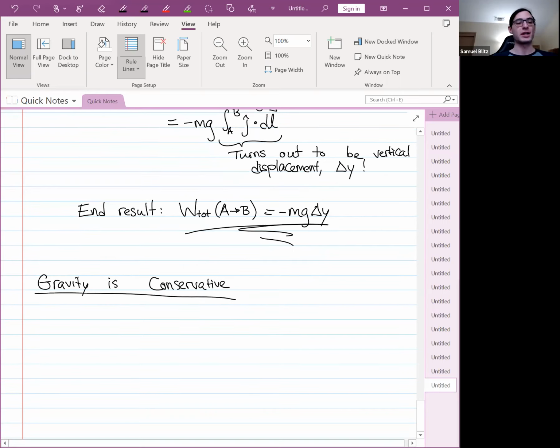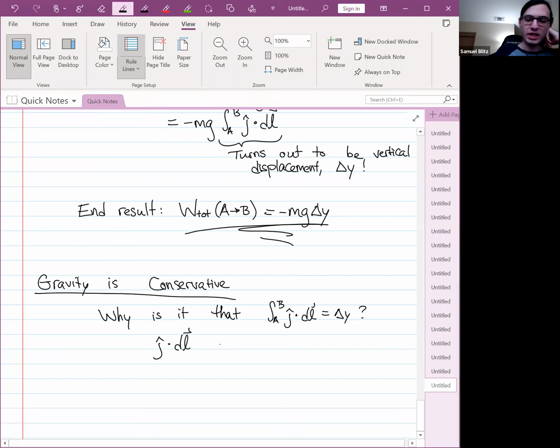Okay, so I said that there's mathematical magic to get there. So why is it that an integral from a to b of j dot dl is equal to delta y? Like how does that work? So think back to what you know about dot products. j dot dl is the projection of dl in the j direction, in the vertical direction. That's what the dot product means.